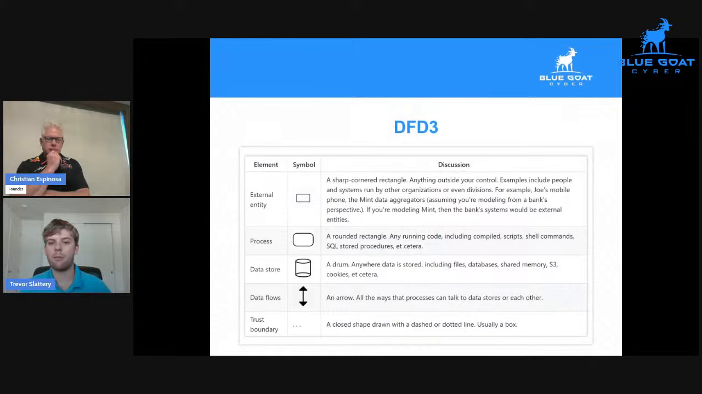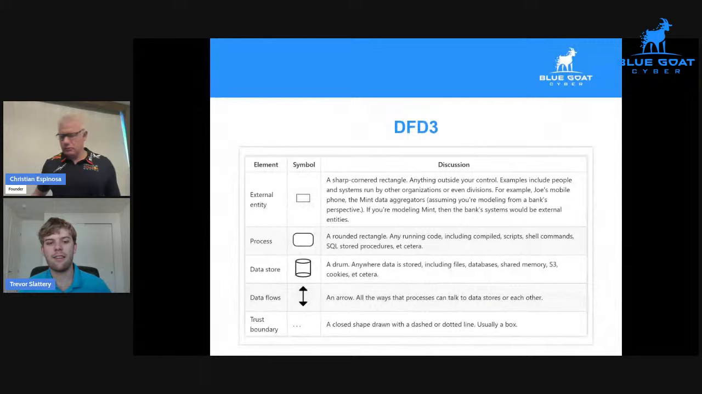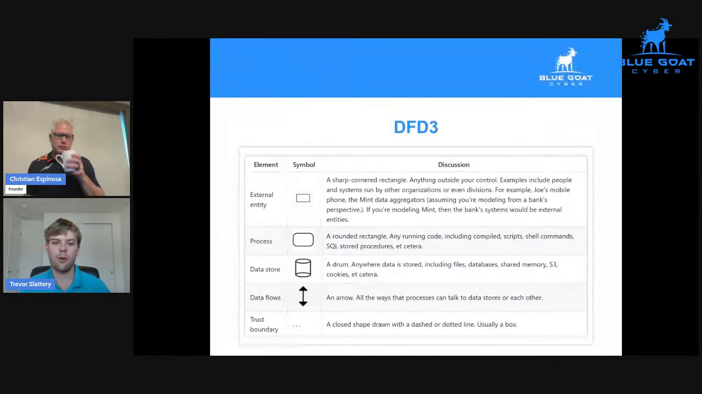Rounded rectangle is a process, so that's running code, scripts. If you have a Lambda function, AWS, anything like that would apply. Data stores are a drum shape. That's anywhere that you have information permanently at rest. Databases are, of course, the easiest example. Configuration files can apply. Just general files on a device can apply as well.